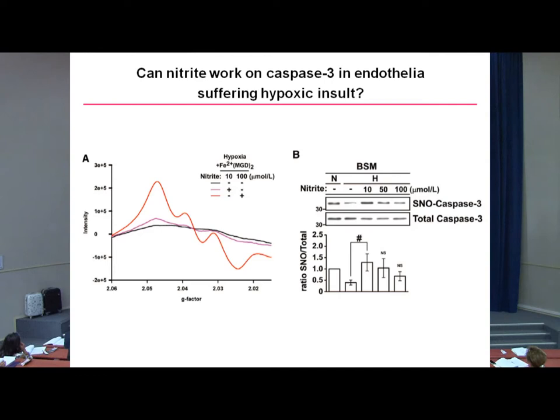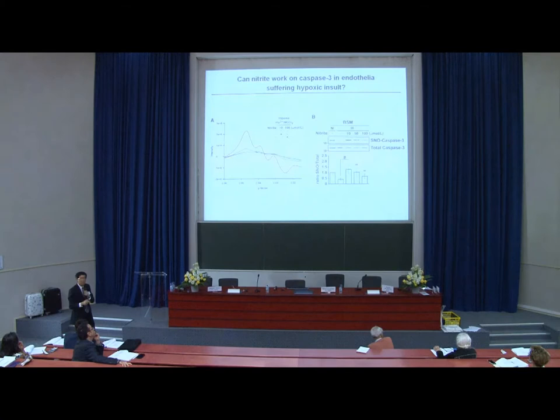So that gave us the confidence to check the changes of S-nitrosation levels on caspase 3. Again, through the biotin switch method, you can see that consistently in response to hypoxia, caspase 3 is in a denitrosated form. With the supplement of nitrite here, caspase 3 goes back to the nitrosated, therefore inactivated form. And the dose seems to be quite critical. If you use a higher dose of nitrite, that may not be beneficial.